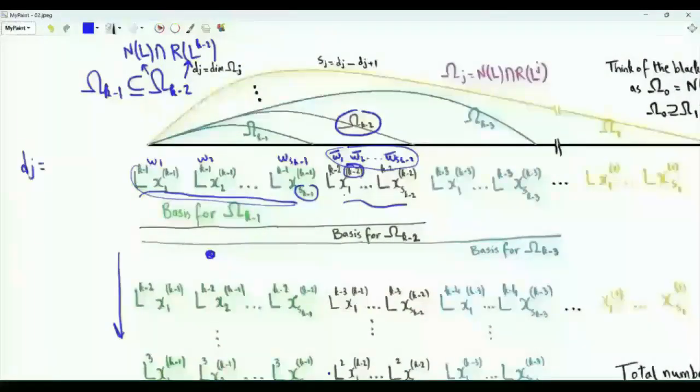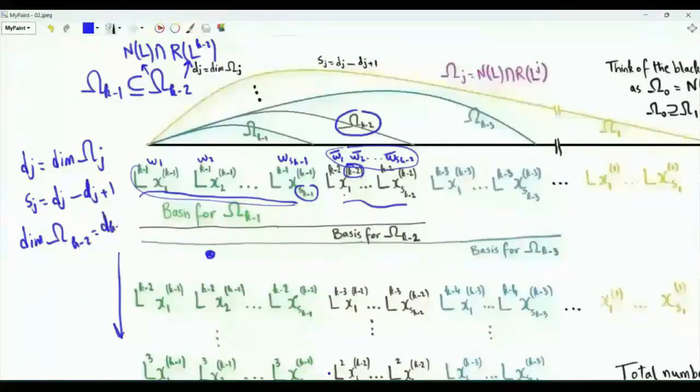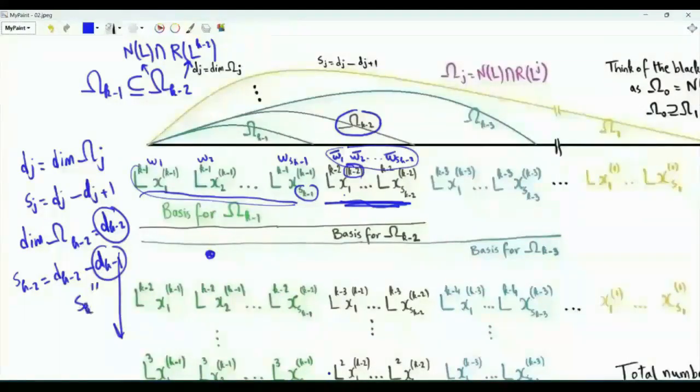Recall that we defined d_j to be the dimension of omega j, and s_j to be d_j minus d_{j+1}. The dimension of omega k minus 2 is d_{k-2}. To have a basis for omega k minus 2, we need d_{k-2} vectors. We have s_{k-1} vectors from the previous step, and so the number of extra vectors needed is s_{k-2}, which by definition is d_{k-2} minus d_{k-1}. And d_{k-1} is equal to s_{k-1}.